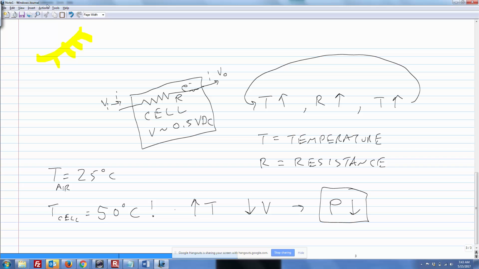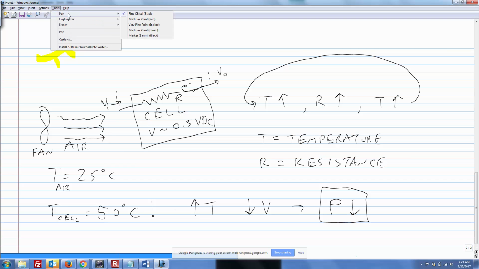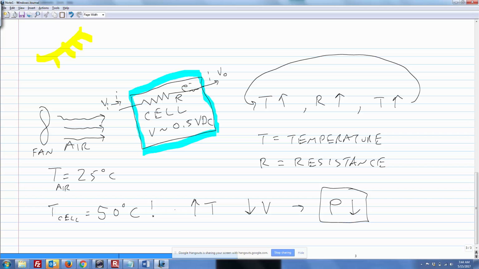So one thing we might consider doing is blowing some air. If we have a fan that blows air, or if we had some water, we could also take some water and flow it through to make it cooler. So the air would make it cooler. We could also have water. And so now as the temperature goes down, the voltage goes up and the power goes up. That's a good thing.